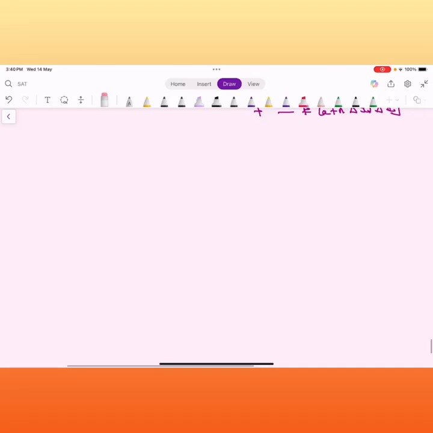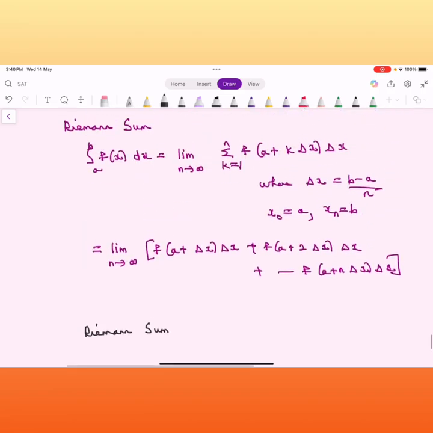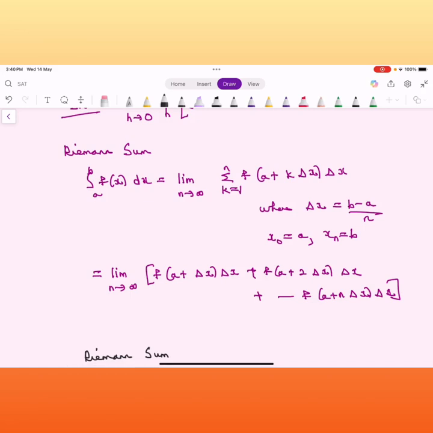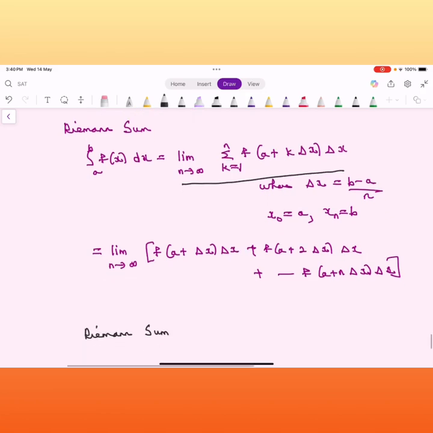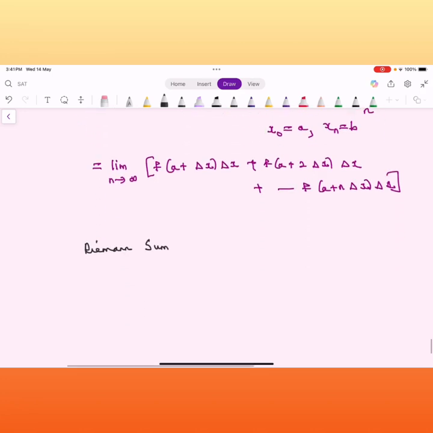Discussing problems on how to calculate the Riemann sum both ways. So first of all, what does the Riemann sum say? It says that the integral from a to b of f(x) dx is the limit as n tends to infinity of the summation from k equals 1 to n of f(a plus k delta x) times delta x, where delta x is (b minus a) by n, x naught is a and xn is b.